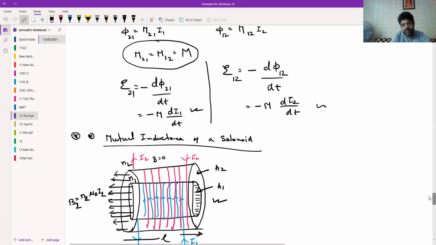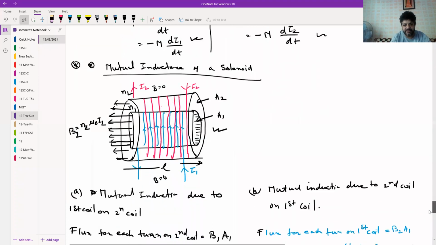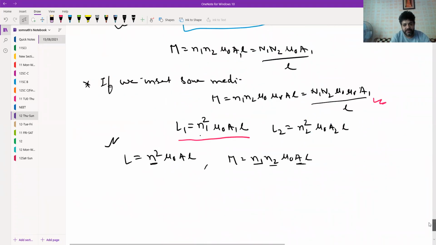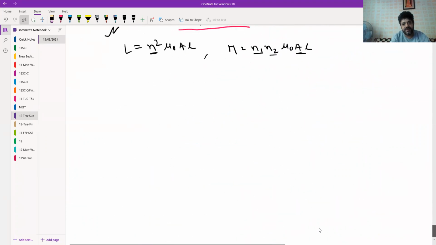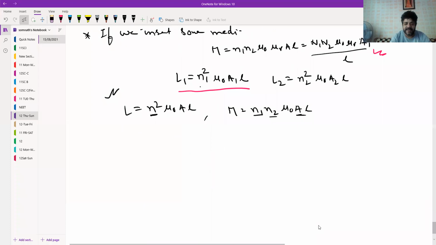Yes sir. If you want to find out the self-induction, how do you find it? L is the self-induction for the first wire. So for the first coil L1 and second coil L2, the self-induction is this one. The formula of self-induction is n square mu naught A by L. So for the first coil N1, second coil N2, and mutual induction involves both coils N1 N2.